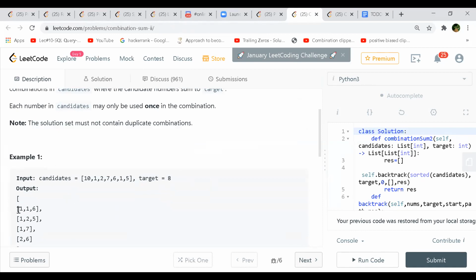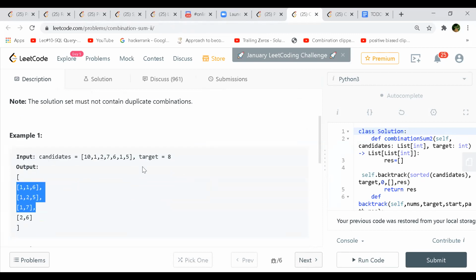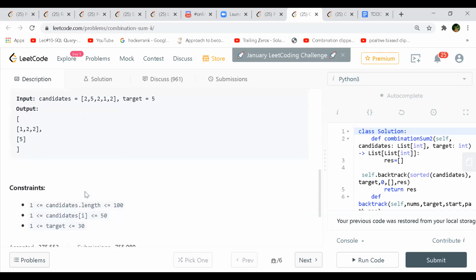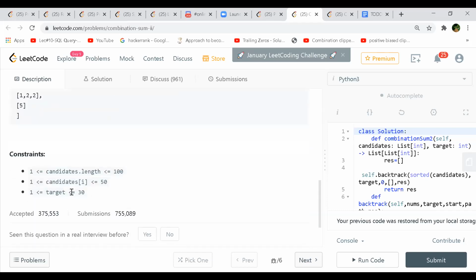So here your target is 8. These are the possible combinations which will sum up to 8. And coming to the constraints, target will be up to 30, our candidate length is 100, and array element can go up to 50.